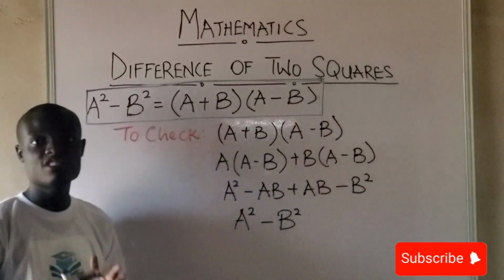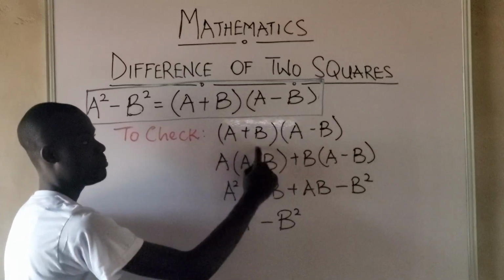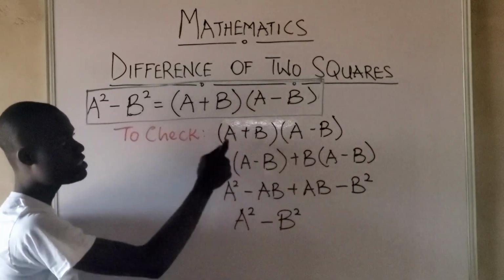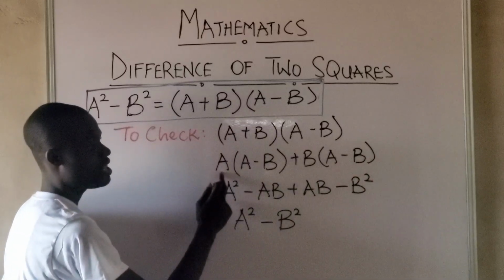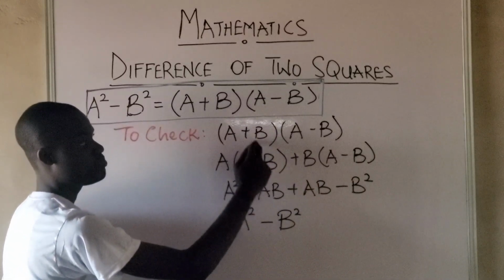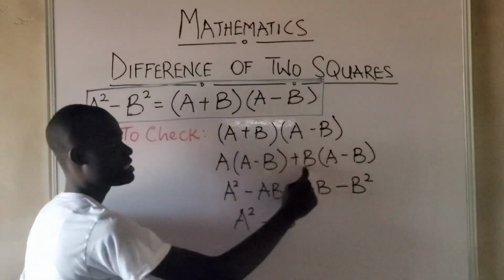Now we can check if this is true. So we take these factors, a plus b and a minus b. So this a will multiply this bracket, that's a times a minus b, plus b will also multiply this bracket. So we are expanding the bracket. So plus b times this bracket.